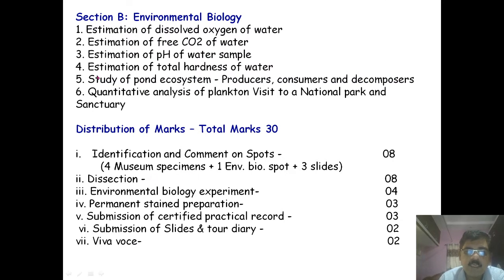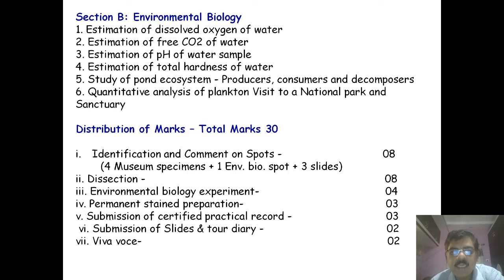Then from section B, these experiments are there. First is the estimation of dissolved oxygen in water. Second is the estimation of free CO2 of water. Third is the estimation of pH of a water sample. Then the estimation of total hardness of water. Fifth is the study of a pond ecosystem, that is producers, consumers and decomposers. And the sixth is the quantitative analysis of plankton and a visit to a national park and sanctuary.